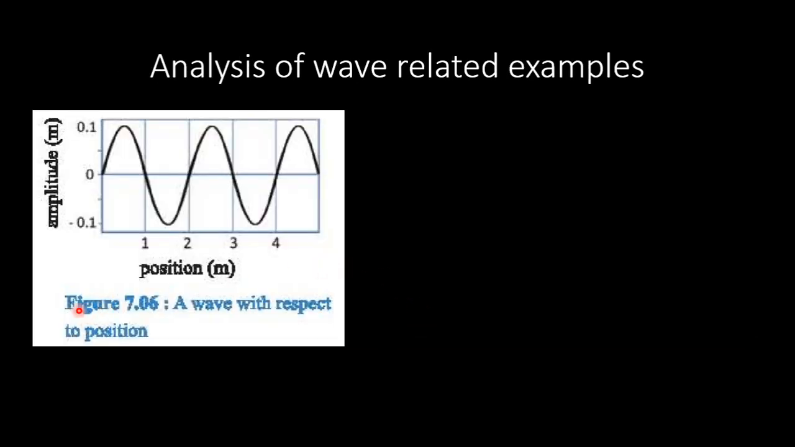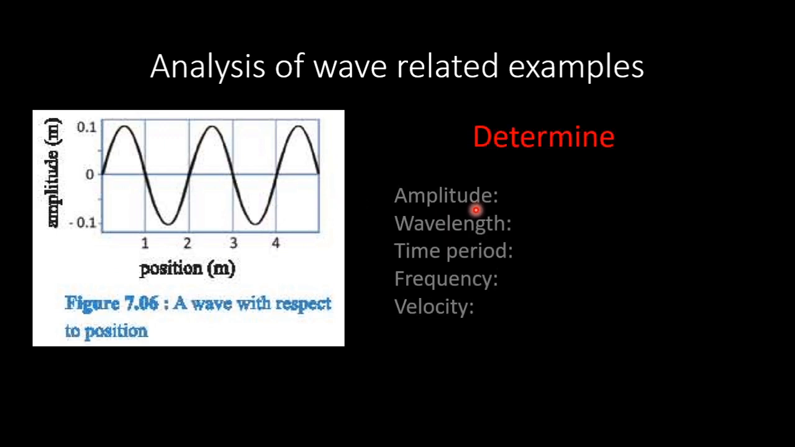At first, in your book there is figure 7.06, a wave with respect to position. A graph is given. From this graph you have to determine its amplitude, wavelength, time period, frequency and velocity. How do we determine the amplitude? We have to calculate the distance from the equilibrium to the crest, that is 0.1 meter, so the amplitude is 0.1 meter.